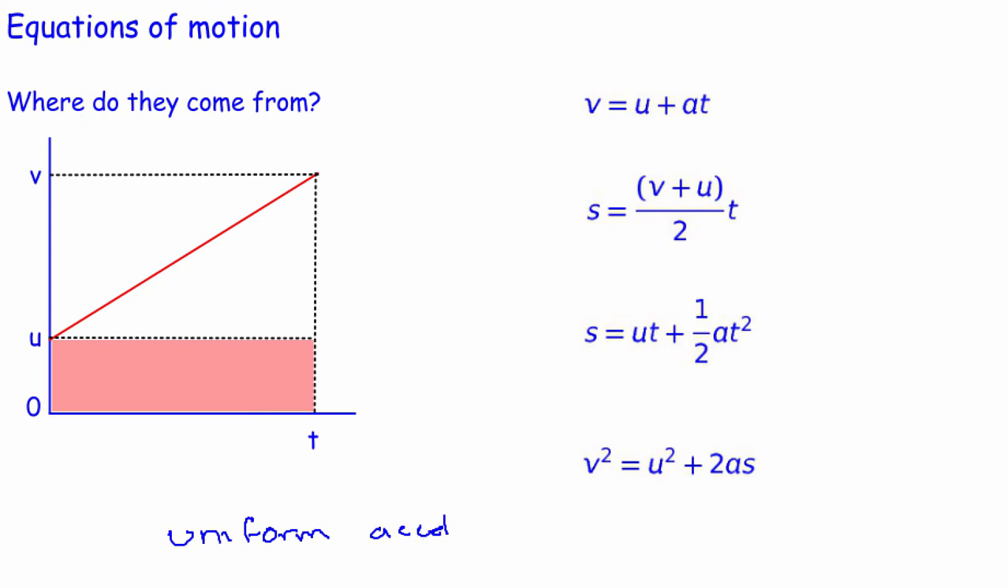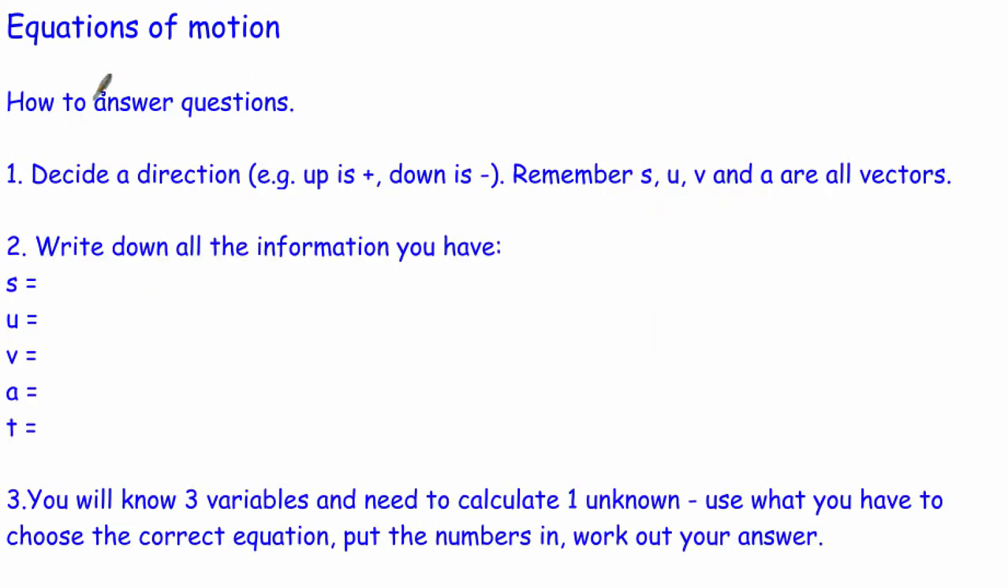So we're going to have a look at 3 different examples of how you would use this. And in order to answer these questions, it's basically a 3-step process. Now, because these things are vectors, what we have to do is decide a direction. So, for example, if we're throwing something up and down, we need to decide which way plus is and which way minus is. And it doesn't really matter which way we pick, so long as we remember which way is plus and which way is minus. That's simply because s, u, v, and a are all vectors. So a direction upwards is completely different to the downwards direction.